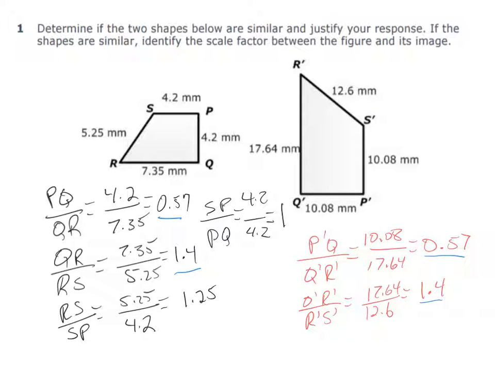Okay, let's take another one. Actually, we have two more. So my third one is R prime, S prime over S prime, P prime. So we had 12.6 right here, and I have 10.08.